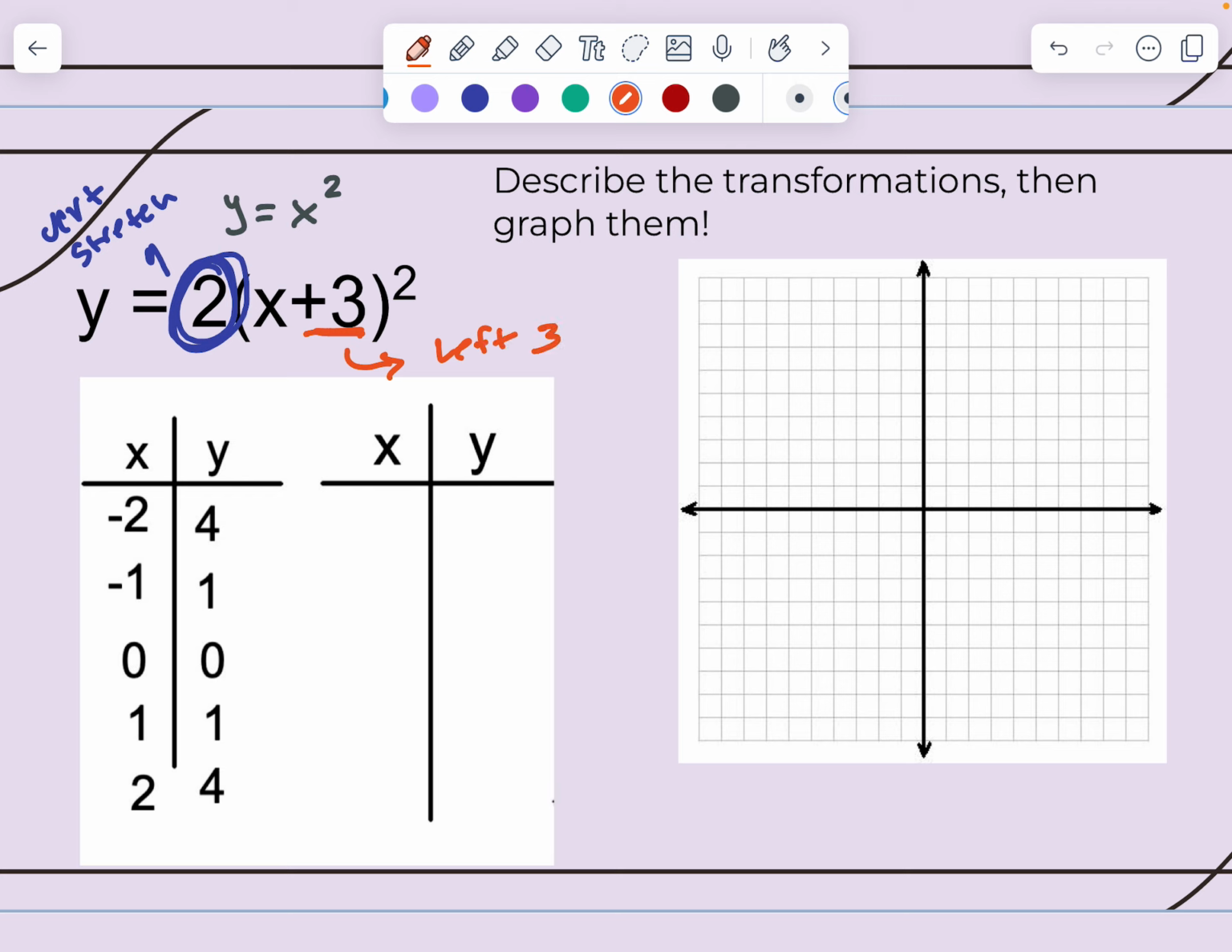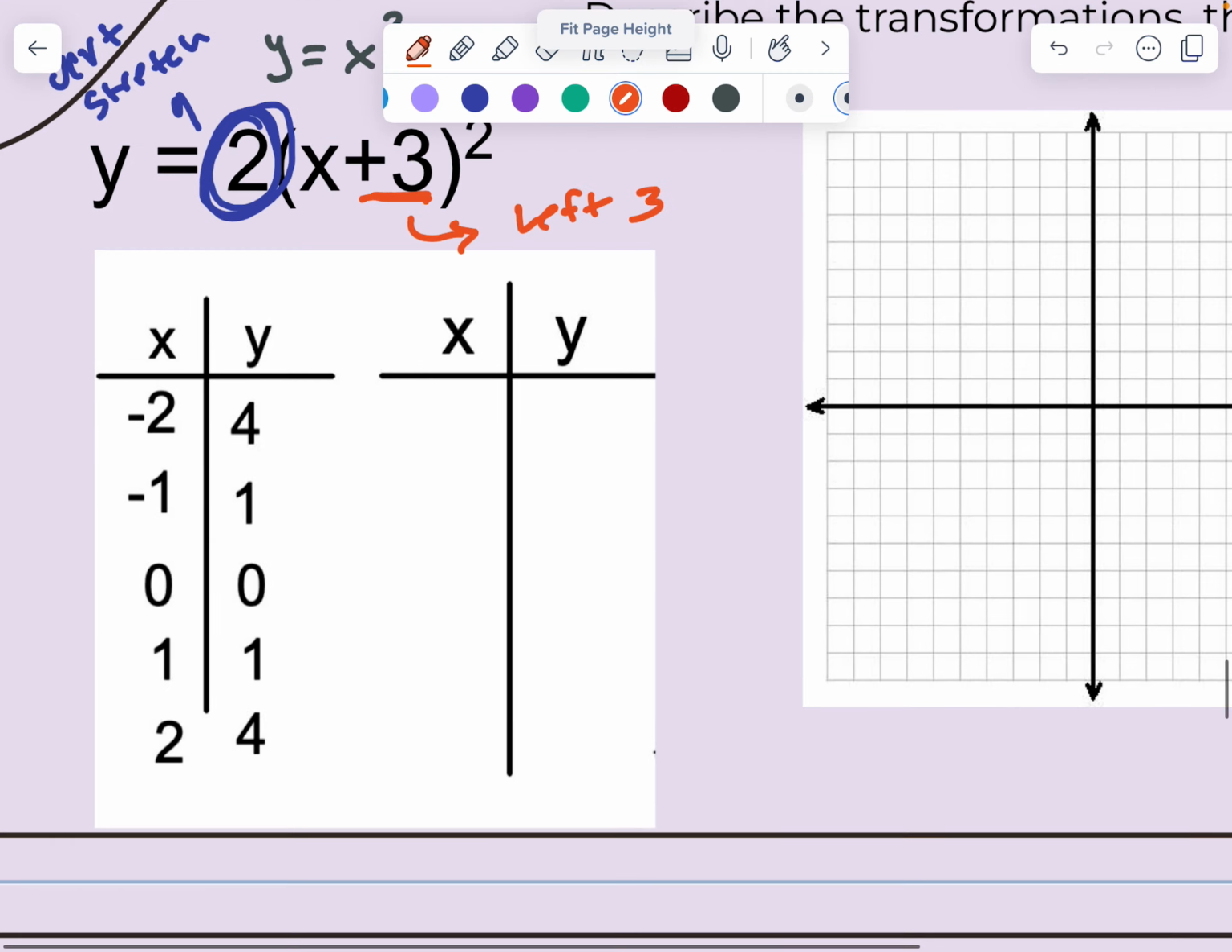Now it's going to be really hard to try to go point by point and just be like, well, how does this go normally? That is really challenging for me. So this is why I like to use the parent table, and just start making modifications. So my x values are being pushed left 3, which would have the effect of subtracting 3. And my y values are being pulled 2 times higher. So I'm going to multiply all my y values by 2.